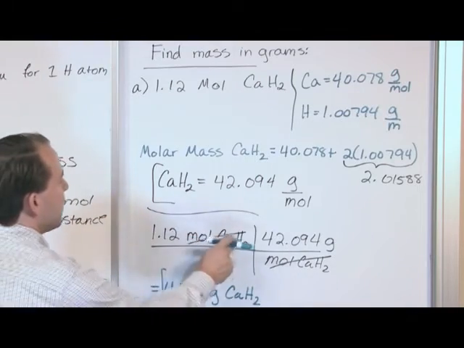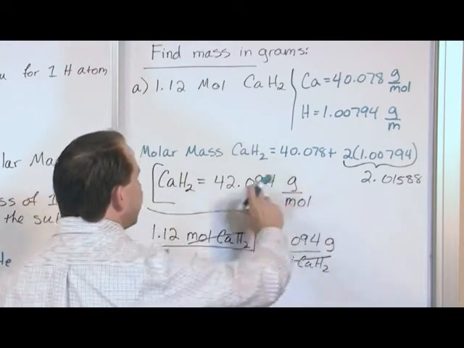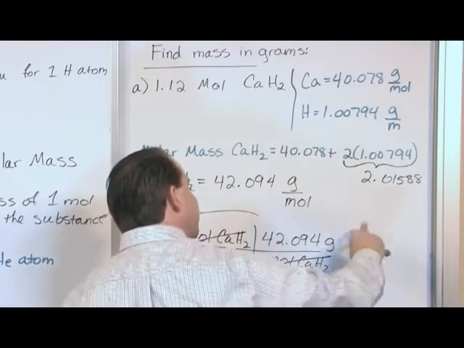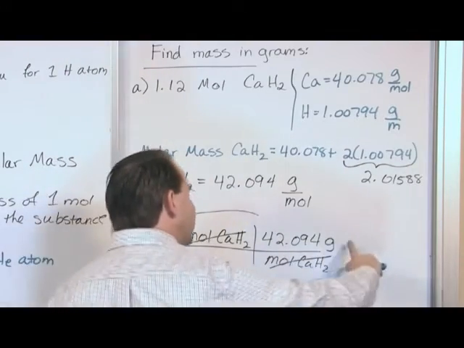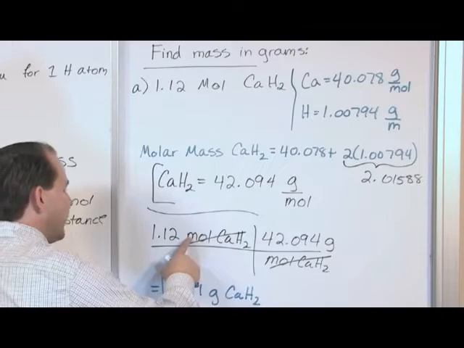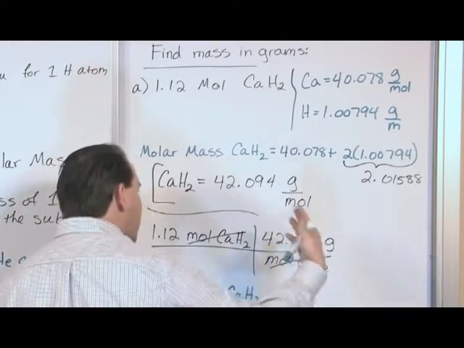You start with the number of moles you have. This conversion factor is given. You have the latitude to flip it upside down however you want. I chose this way because I'm canceling the unit that I want to cancel, and I'm left with the unit that I want to have.